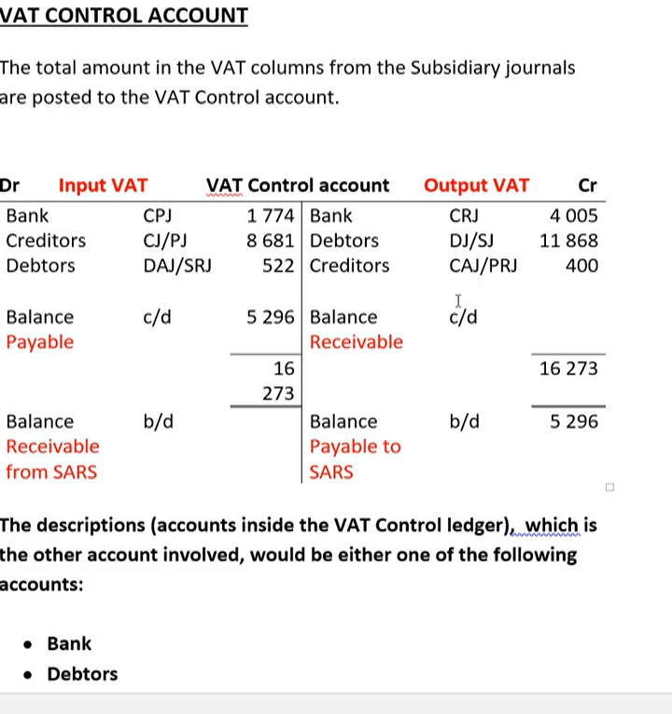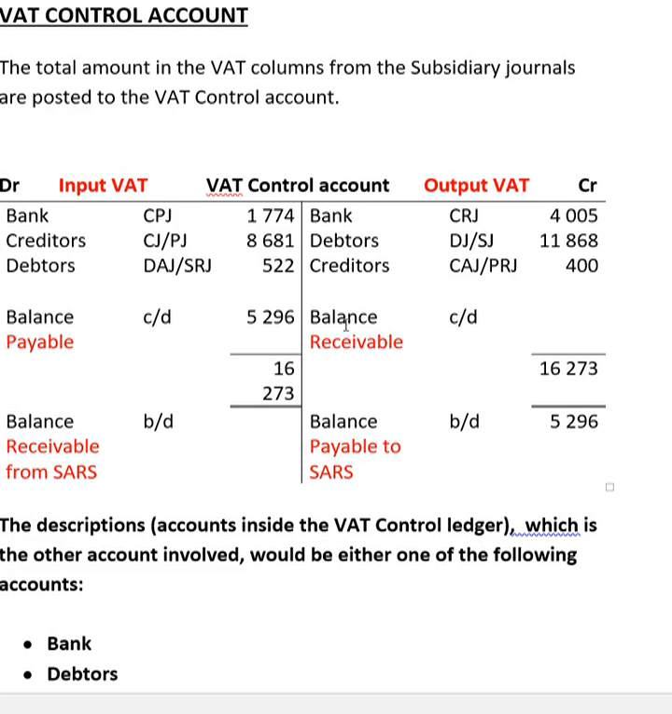All right, if we balance off the account now, if the balance brought down of the totals is on your credit side, it's payable to SARS. If the balance brought down of the totals is on the debit side, it is receivable from SARS, or we can claim from SARS. So please remember the description accounts inside the VAT control ledger.